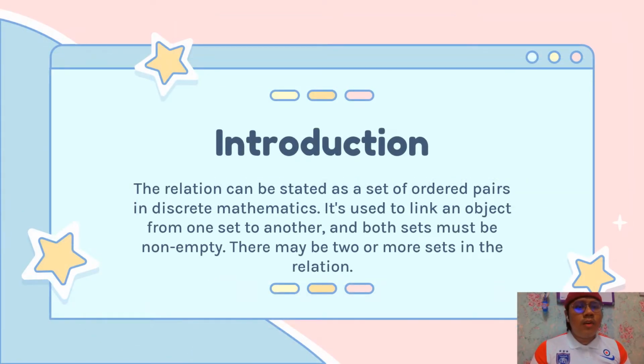Okay, let's move on to the introduction. What is relation? A relation can be stated as a set of ordered pairs in discrete mathematics. It is used to link an object from one set to another, and both sets must be non-empty. There may be two or more sets in the relation.